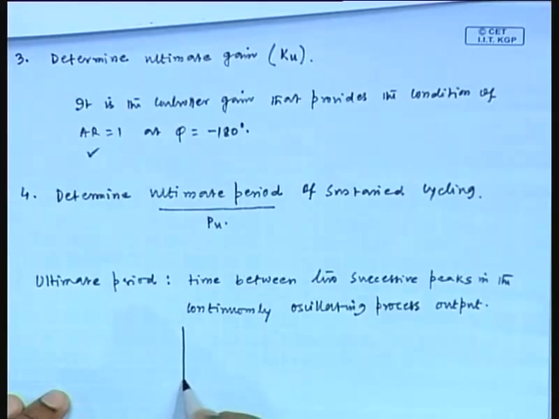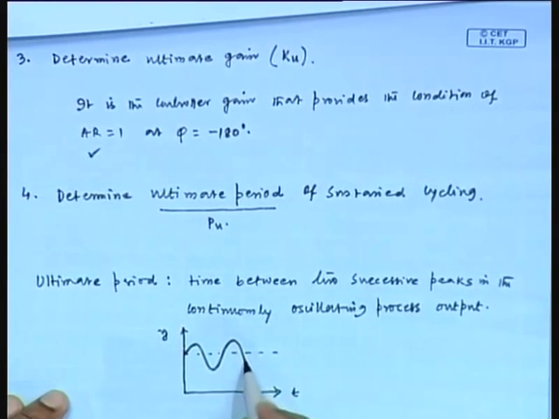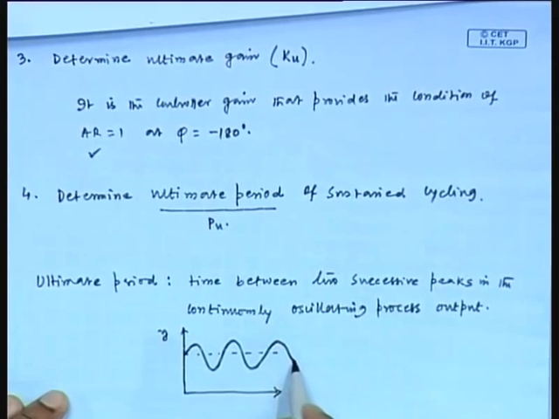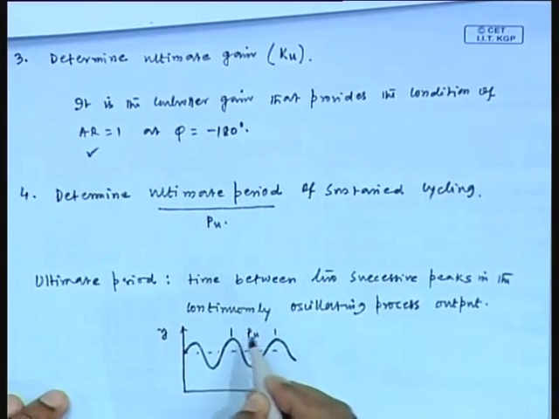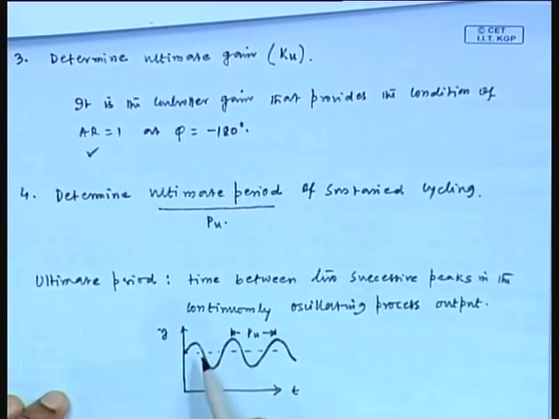It is somewhat like this. Suppose this is y, this is t. It is continuously oscillating like this. So, this is the ultimate period Pu. Fine. You see, this is a continuous oscillation. So, the time between two successive peaks, that is Pu.